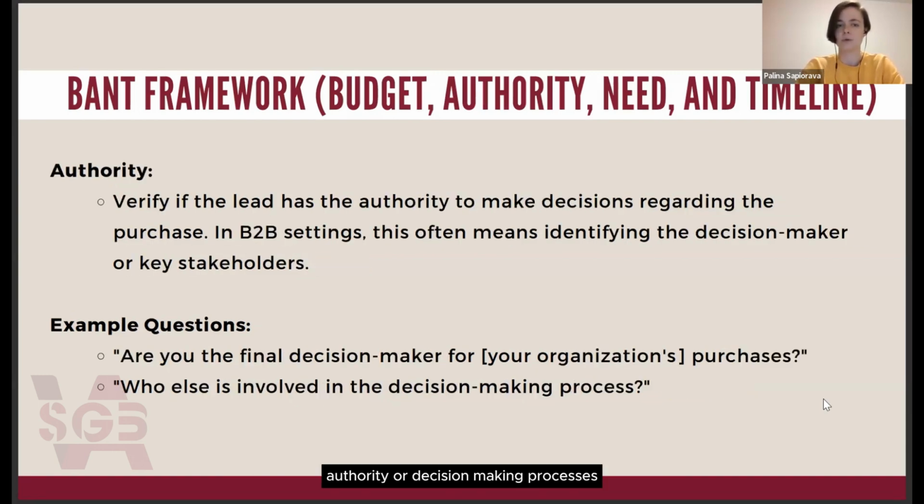Authority or decision-making processes. You should always verify if the lead has the authority to make decisions. In B2B settings, this often means identifying the decision maker or key stakeholders. The thing is that you can ask questions, but most likely you will get this information from a lead during your first steps of reaching out. For example, if they are not responsible for making such decisions, they will tell you that, well, I'm not in the position to make such a decision, or I'm not responsible for these kinds of tasks. Then you can always ask the lead to recommend someone from their company who is actually responsible and can make these decisions.